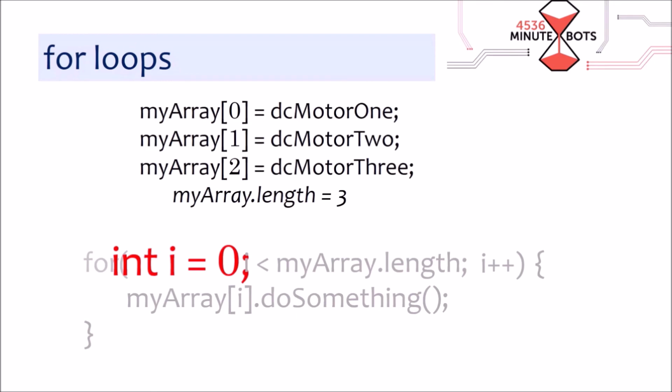Because of scope rules, i will only exist within this for loop, and as soon as we exit this for loop, i is discarded. If you try to reference i outside of this for loop, it will not exist. So i is equal to 0. I want you to keep an eye on that.